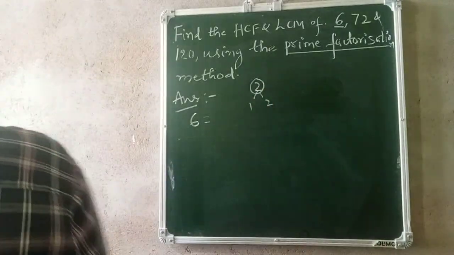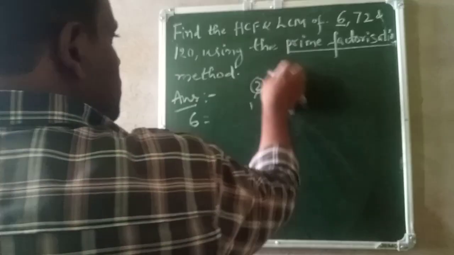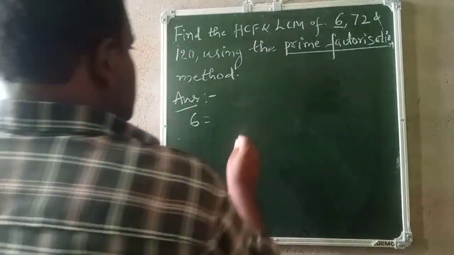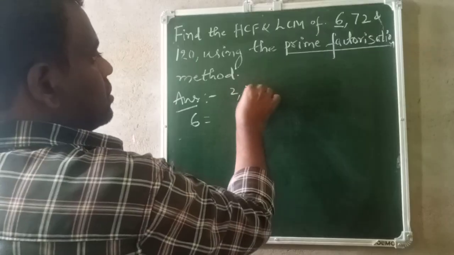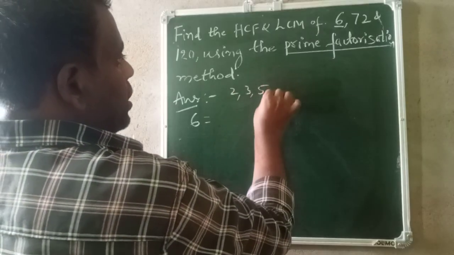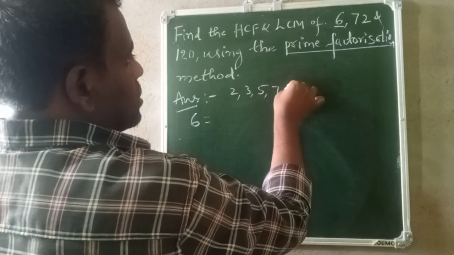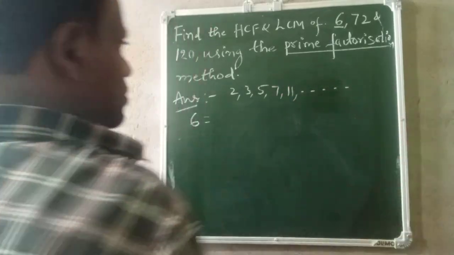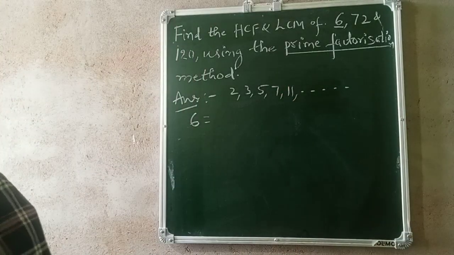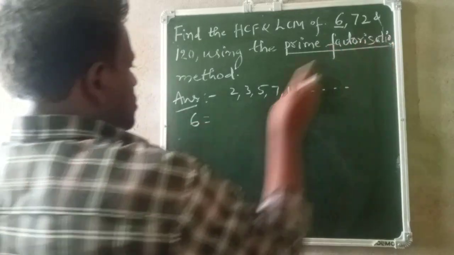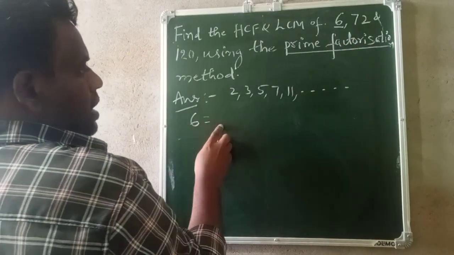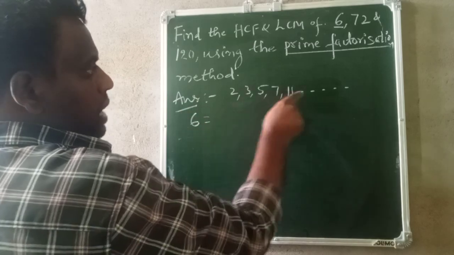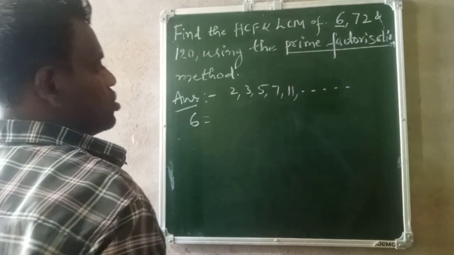I will write them now. The first prime number is 2, after that 3, after that 5, 7, after that 11, and so on. So prime factorization means we have to write this number as a product of prime numbers. These are the prime numbers. That is the prime factorization.